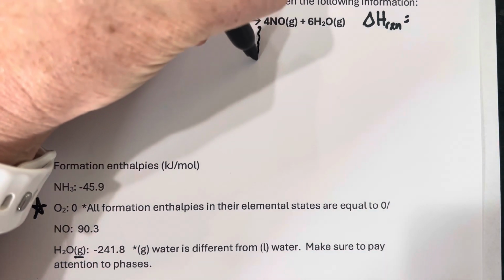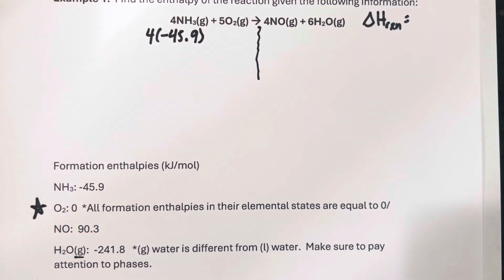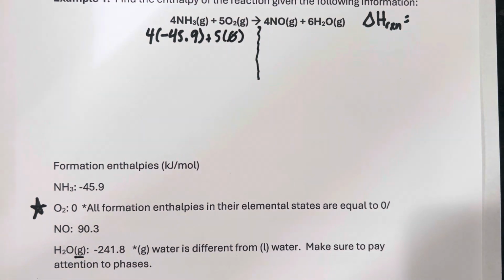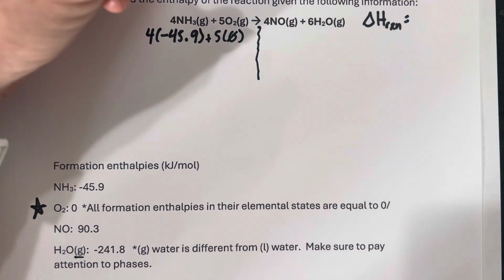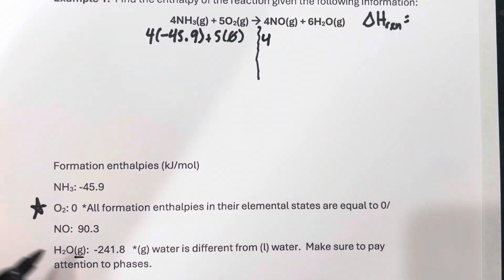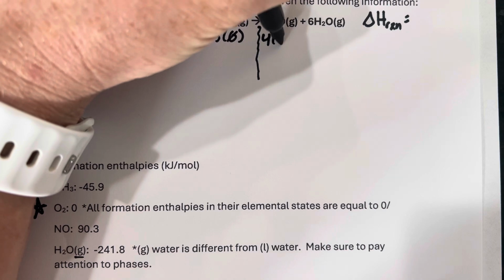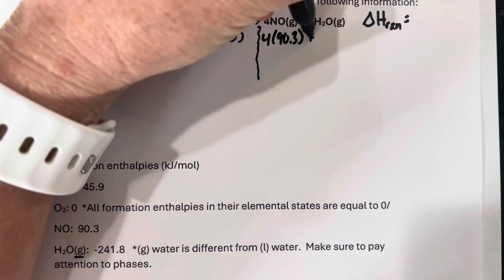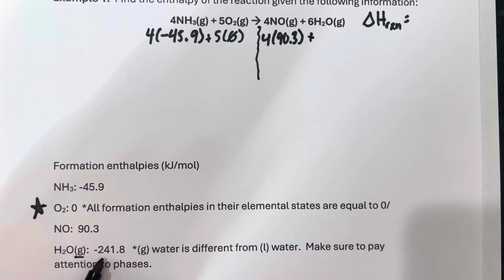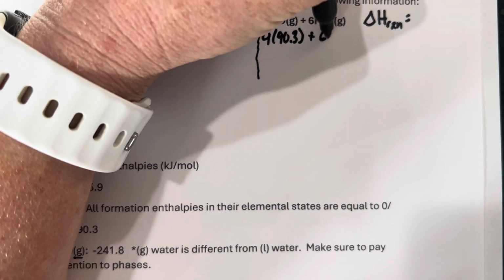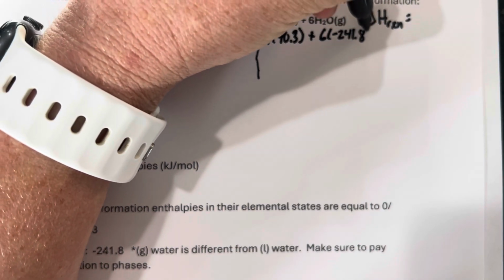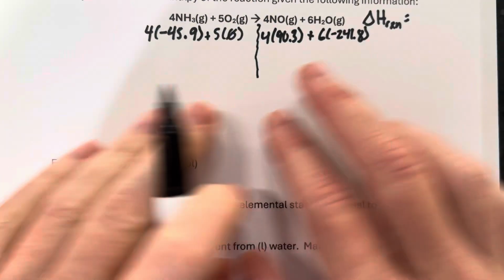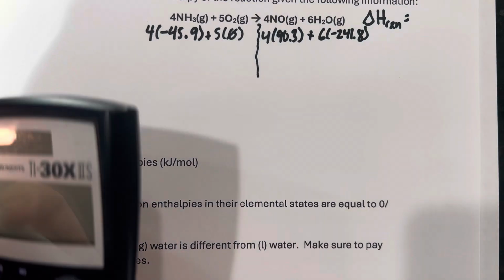We're going to split this into 2 parts. Okay, we'll have the product side and the reactant side. Over here we have plus 5, but that happens to be 0. Here we have 4, and for the NO, it's 90.3 kilojoules per mole. And then over here, plus 6 times the gaseous water, which is negative 241.8. I'm going to go slowly here to make sure that we're all on the same page. So what we're going to do is add up everything on this side and add up everything on this side. And then we'll talk about what to do after.